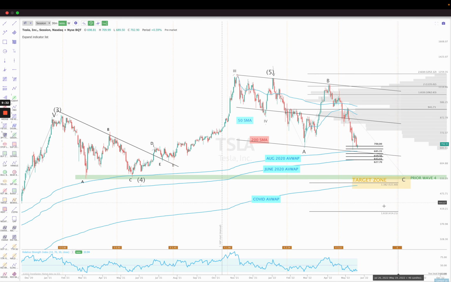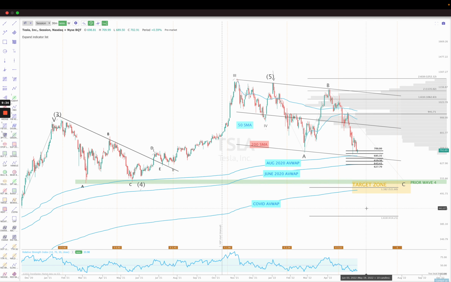So again, we're building the story. I'm trying to validate the thesis that I am seeing in terms of price structure. Overall, the market looks very weak. And whether it's Tesla bringing the market down or the market bringing Tesla down, I think potato, potato. Tesla is the market right now.